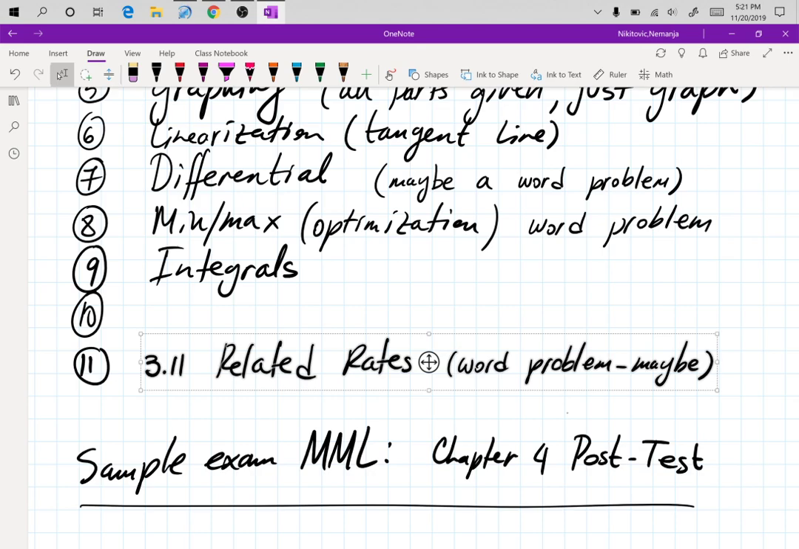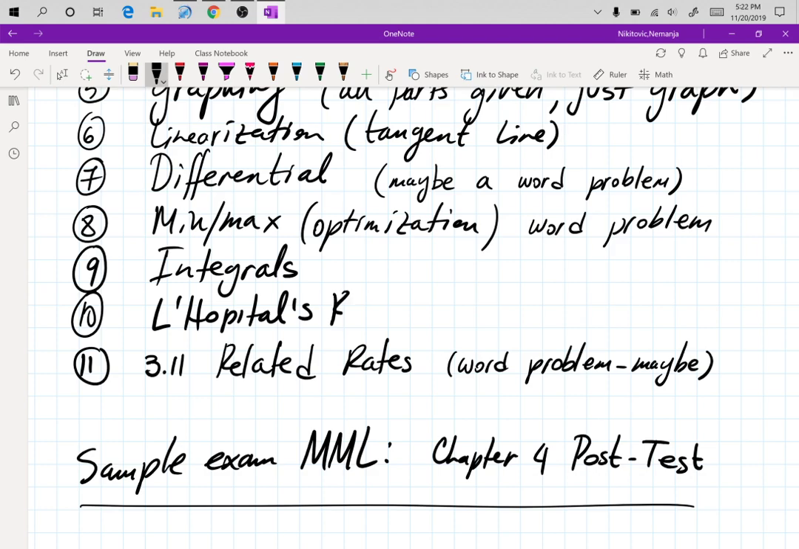So I'm swapping now, putting that there. Without L'Hopital, guys, half of your Calc 2 is gone. Chapters 10 and 11, just kiss them goodbye. All right? Important as hell. L'Hopital's rule.